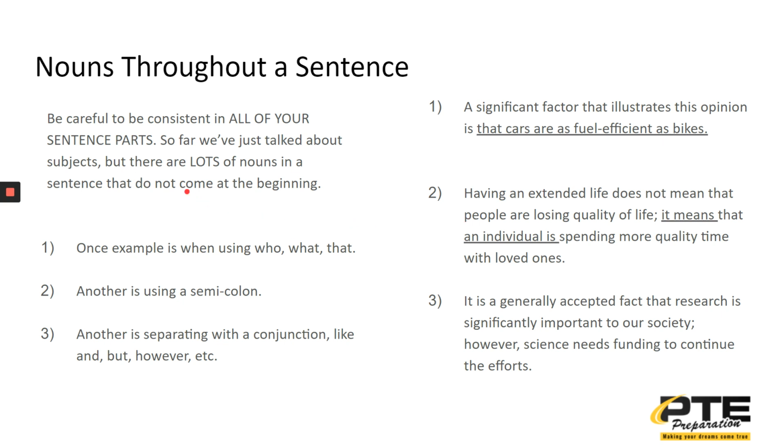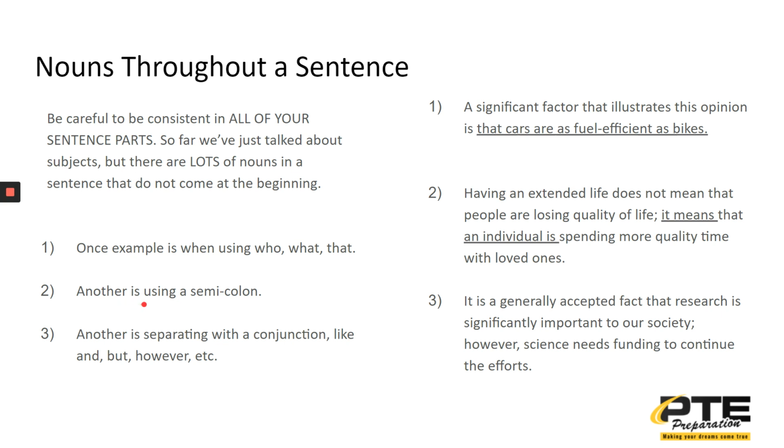Nouns throughout a sentence: this is really important. Be careful to be consistent in all of your sentence parts. So far, we've just talked about subjects, but there are lots of nouns in a sentence that do not come at the beginning. One example is using who, what, or that. A significant factor that illustrates this opinion is that cars are as fuel efficient as bikes. In this case, we've started a new sentence part, that cars are as fuel efficient as bikes. So cars are is another noun and another verb, as opposed to factor that illustrates.